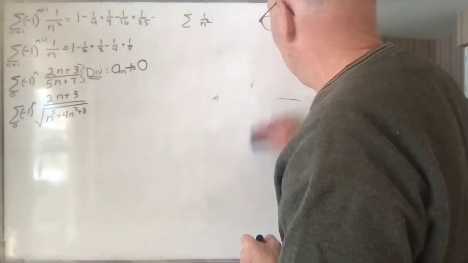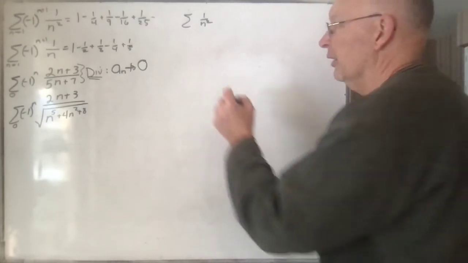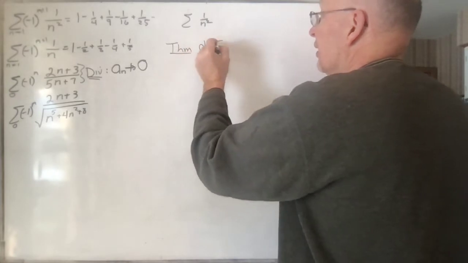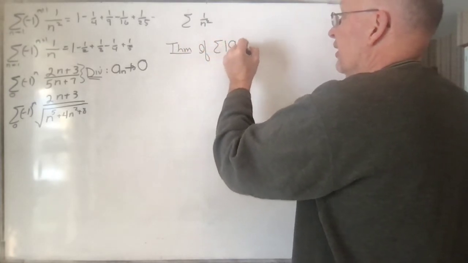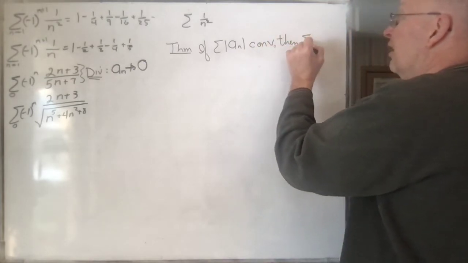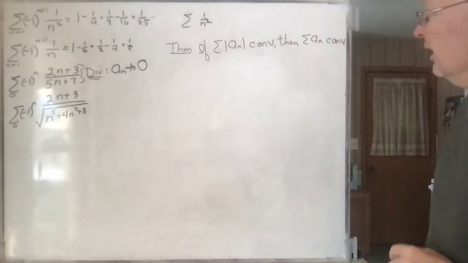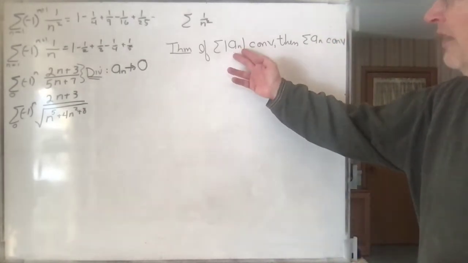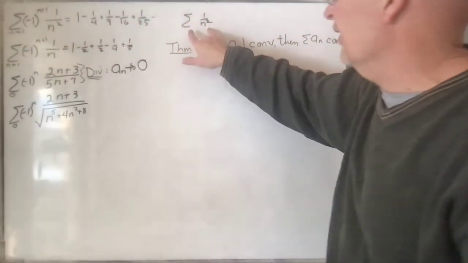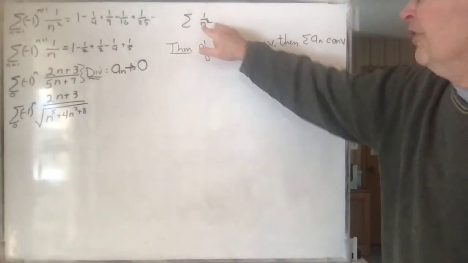So let me actually prove this result. I've actually given you a little more than you bargained for here, but here's the theorem. It says this: if this thing converges, then this converges. So if you slap the absolute values on this, you're going to get this one, of course. You make everything positive, and it turns into this one. And we know that this one converges.